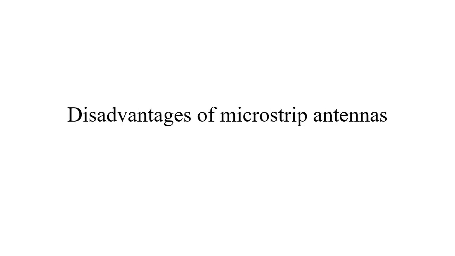Microstrip antennas also have some disadvantages compared to conventional microwave antennas. They are: narrow impedance bandwidth, nearly 1 to 2%, low efficiency, low gain, spurious radiation from feeds and junctions, low power handling capacity, and surface wave excitation.